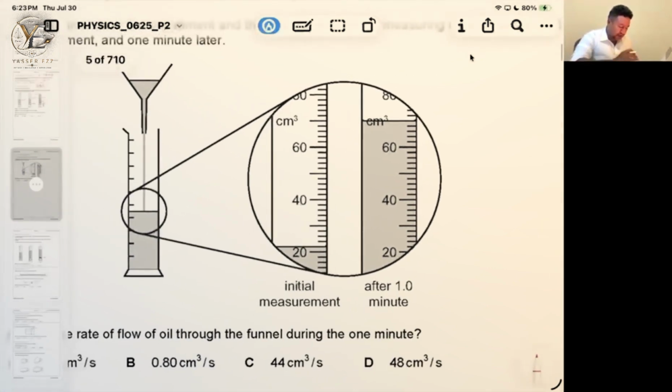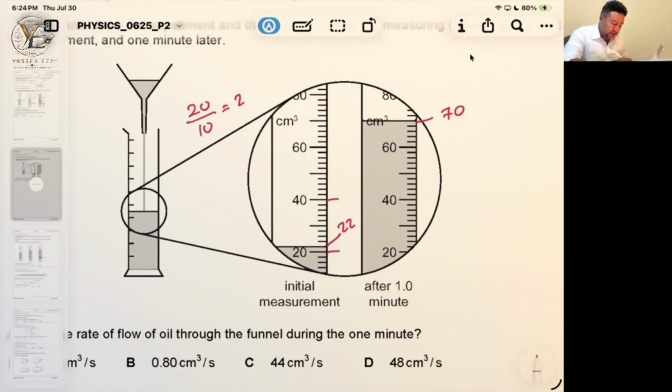First of all, we need to find the reading in the beginning and the reading at the end. The reading in the beginning, we have 20 and we have 40. The difference is 20. And how many divisions do we have? 10. 20 over 10 will give us 2. So each small division is 2. So the reading here is 22. And here is 60, 62, 64, 66, 68, 70. So here is 70 cubic centimeter.